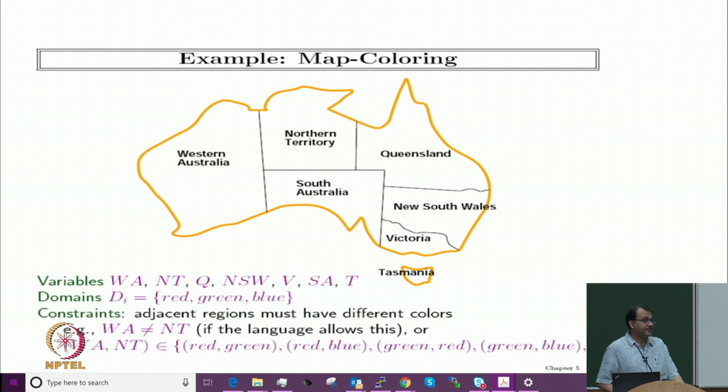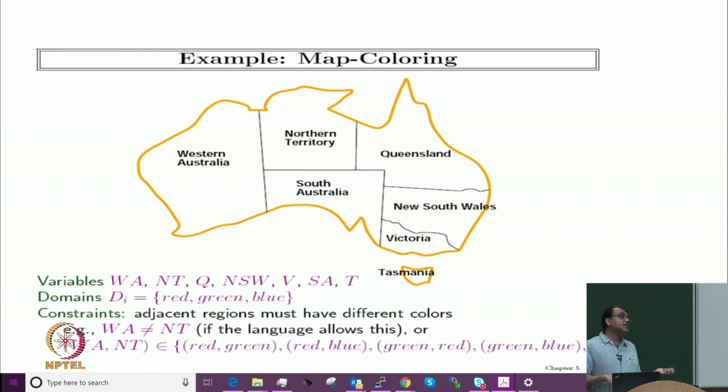Now, we have not really defined the constraint language, and different people study different sets of constraint languages. This whole area is called constraint processing, and it is a very active area of research. It has a full conference of its own, called CP, constraint processing. It is a very good conference.